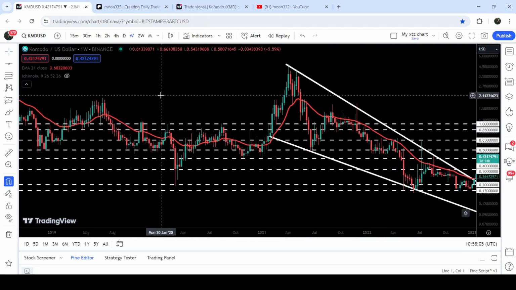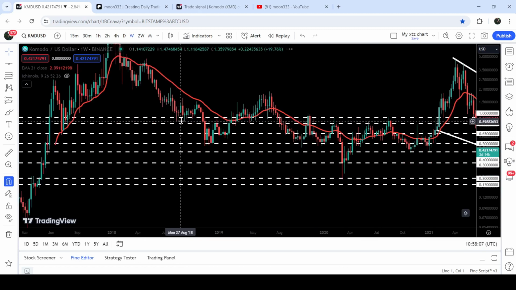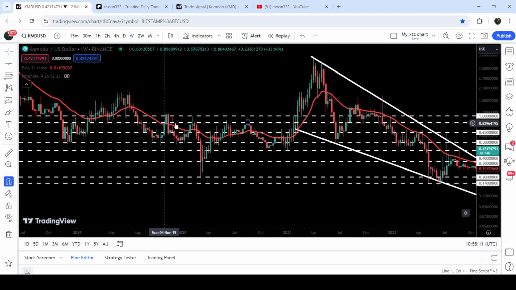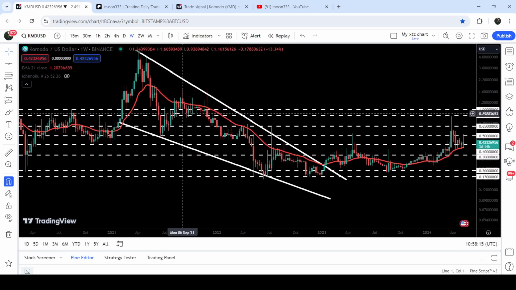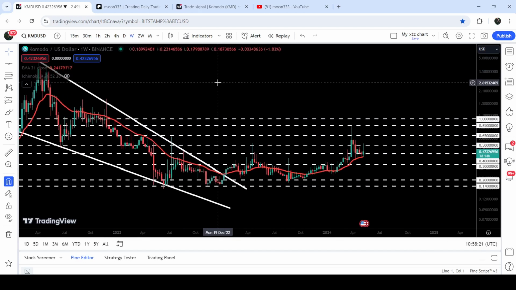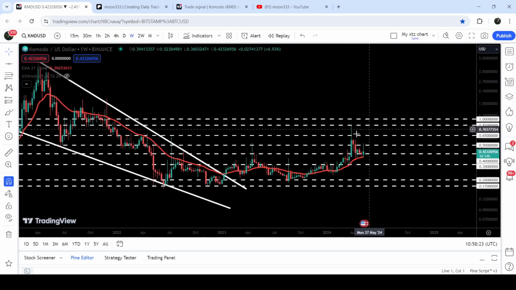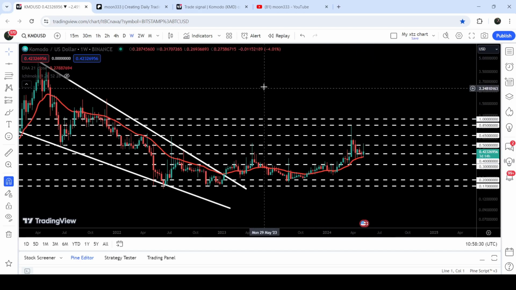And previously, this resistance zone had been working as a support zone here, and here as a resistance zone, support zone, resistance. And now after the breakdown, you can see, by the way, here it has been also working as a support zone and resistance zone. And now after the breakdown, it is flipped into a very strong resistance zone. And once again, the price line is rejected by this resistance zone. And therefore, now we need to break out this resistance zone in order to continue this rally to the upside.